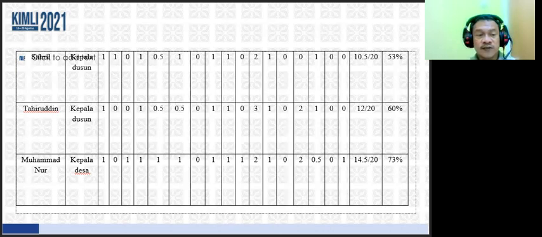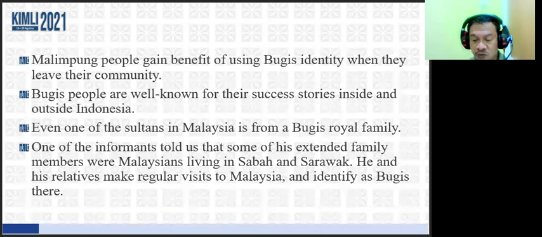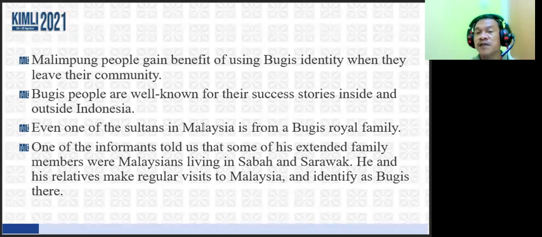And then the next slide is from the observation. We got a strong impression that Malimpung people gain benefit of using Bugis identity when they leave their community. To them, it is more practical to say that they were Bugis than Malimpung, because we all know that Bugis people are well known for their success stories inside and outside Indonesia. Even one of the sultans in Malaysia is from a Bugis royal family.